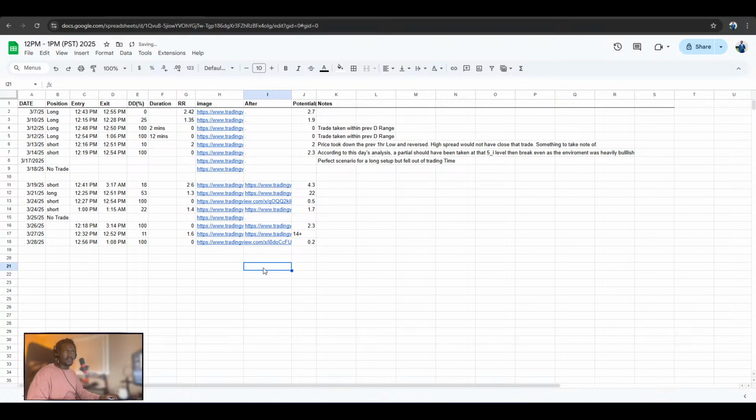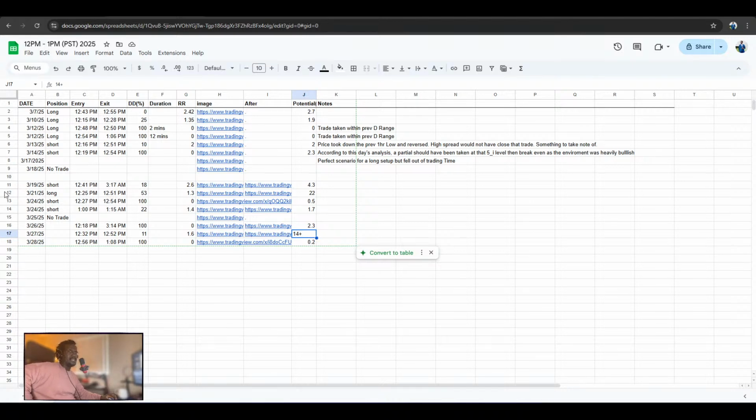Okay, so we're good. We ended up with 2.6, 2, 3, 4, 5 R, and those 3 losses, so 2.3 R. That's okay. So 1, 2, 3, 4 wins, 2 losses. Not bad. And those 2 banger trades, man. This one had a potential of 22 R, and this one is currently at a potential of 14 plus R.